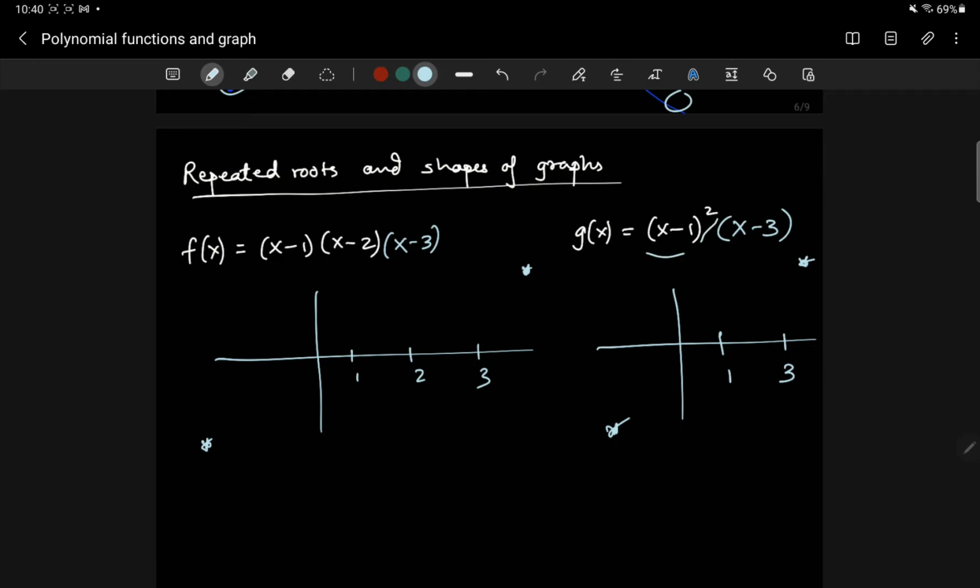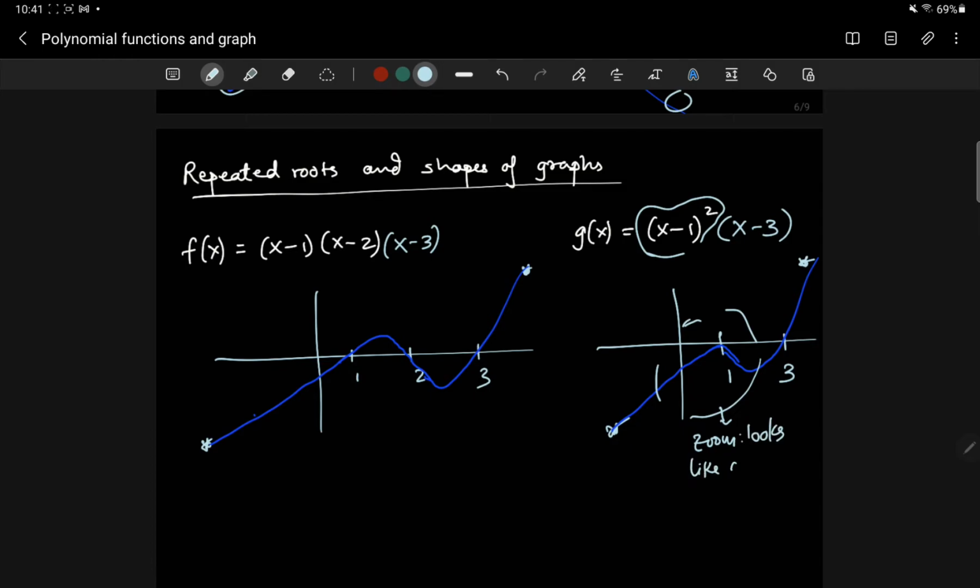Now, (x - 1) whole squared, that's kind of like a quadratic, right? It's a parabola. Just keep that in mind. So for the left graph here, we're going to go through and go up. But for this one, we're going to go back and then through. So if you zoom in here, this looks like a parabola. And this is because we have (x - 1) squared and not (x - 1).